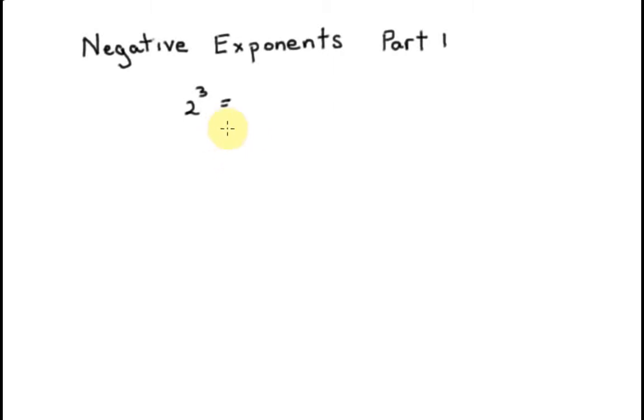So I'm going to start off by examining something that you're already familiar with. 2 cubed is 2 times 2 times 2, which equals 8. If we follow a pattern here, 2 squared would equal 2 times 2 or 4. You can look at the numbers on the right side and say the 8 changes to 4 when I divide by 2. Now if I keep going, I'm going to look at 2 to the 1, which we know equals just the 2, and this follows the pattern perfectly.